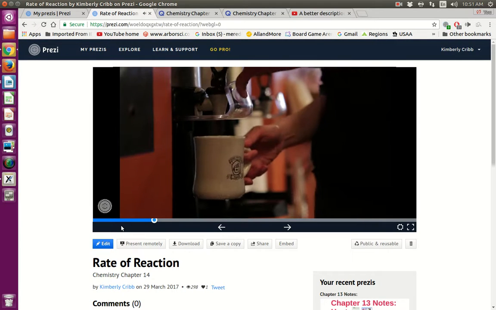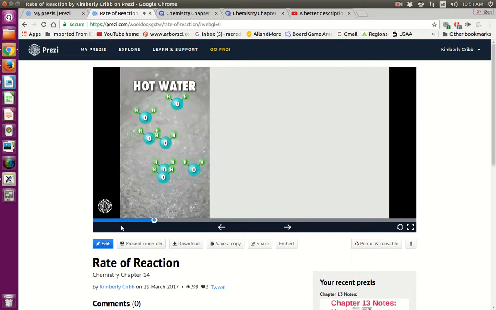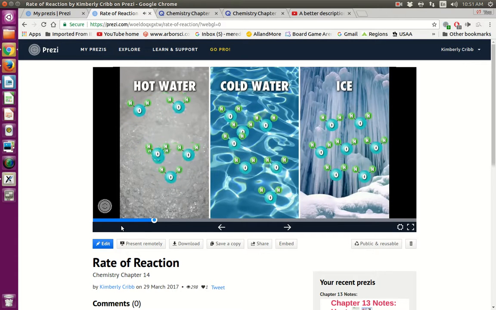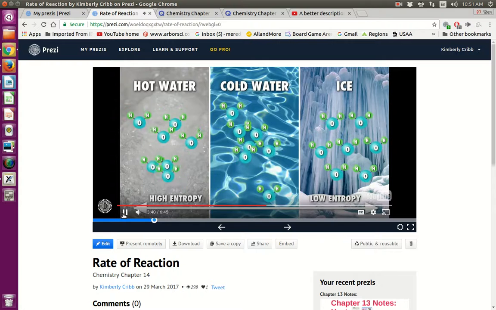A hot cup of coffee has higher entropy than a cold cup of coffee because hot water molecules have more movement than cold water molecules and are therefore more disordered. Ice has even less entropy because of the restricted movement of water molecules in a solid formation.